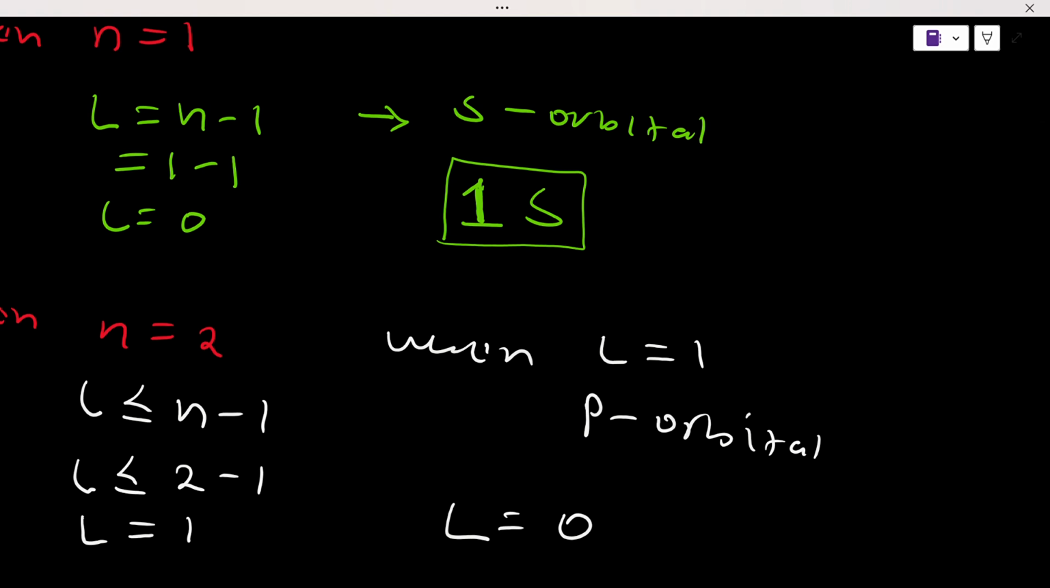So that's the major relationship between the principal quantum number that tells us about the number of shell we are talking about, or which shell we are referring to, and the angular momentum number, which tells us about the shape of that particular orbital that we are referring to.